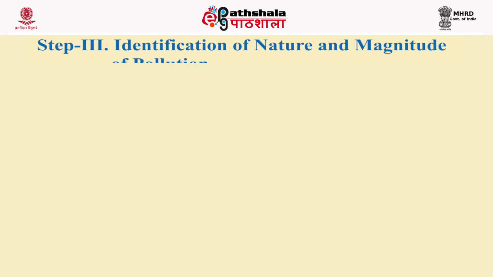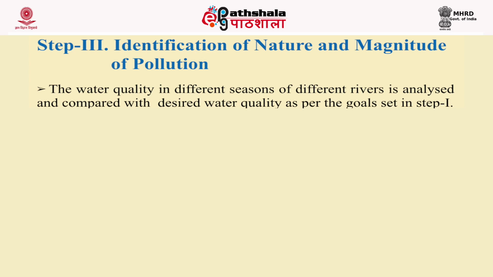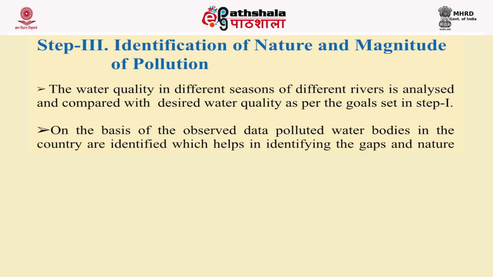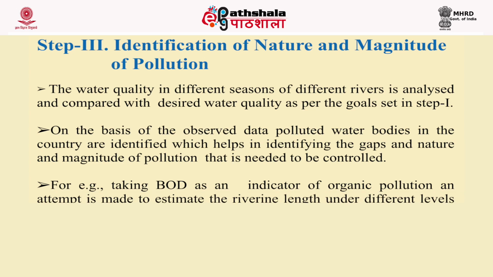The third step in water quality management is identification of nature and magnitude of pollution. Water quality in different seasons of different rivers is analyzed and compared with desired water quality parameters as per the goals set in step 1. On the basis of the observed data, polluted water bodies in the country are identified, which help in identifying the gaps and nature and magnitude of pollution that is needed to be controlled.